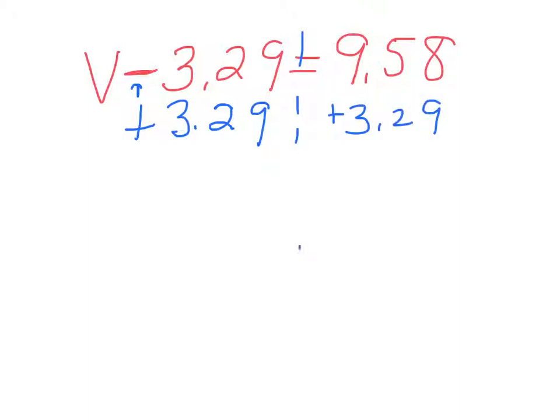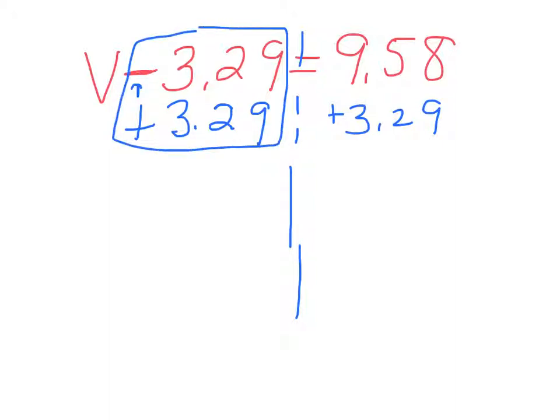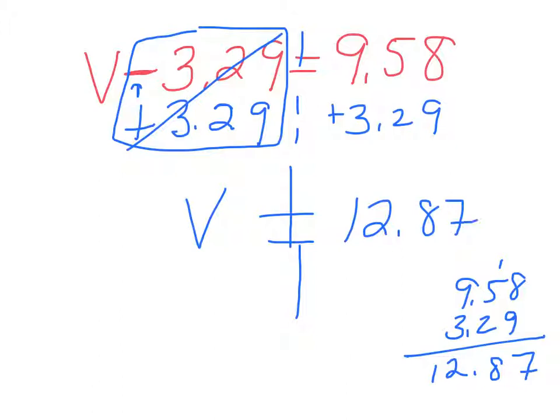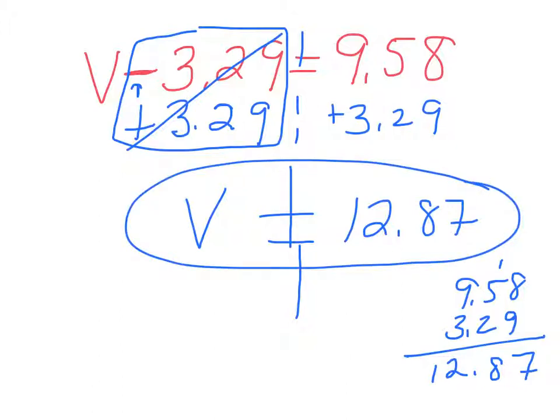Again, if it helps you to draw this line, that's good. Do it. Double check always, because sometimes you might be guessing. Negative 3.29, positive 3.29. They cancel each other out. Perfect. So I only have v on that side. Over here I have a 9.58 adding a 3.29. Let's line up those decimals. 9 plus 8, 17. 5 plus 1 is 6, plus 2 is 8. 9 plus 3 is 12. So I have v equals 12.87. Because I have v equals a number, I can stop and I'm done.